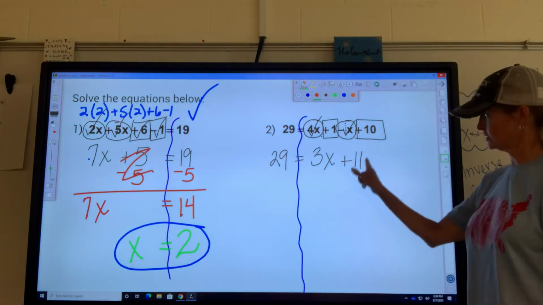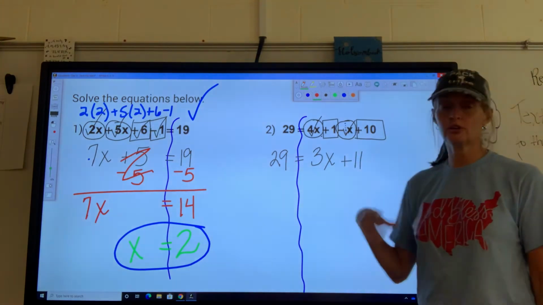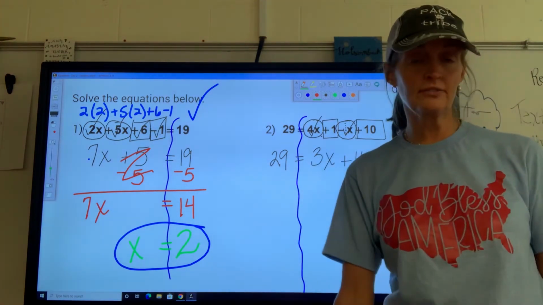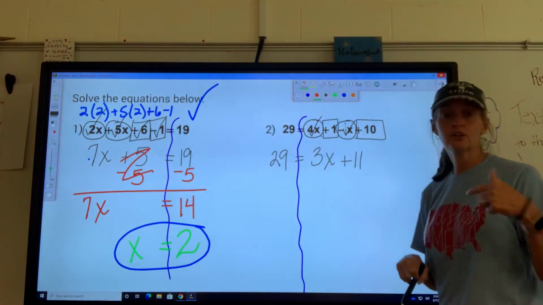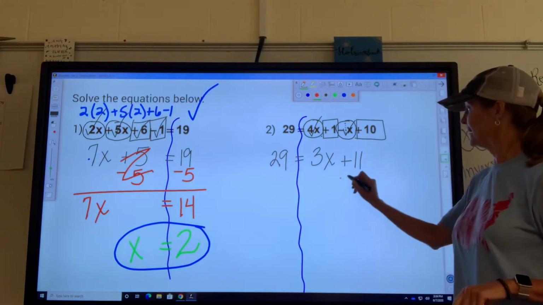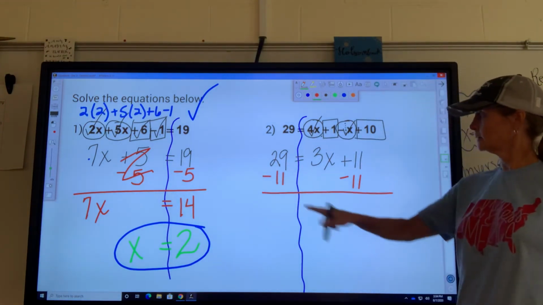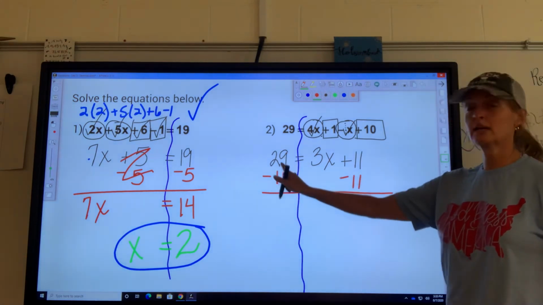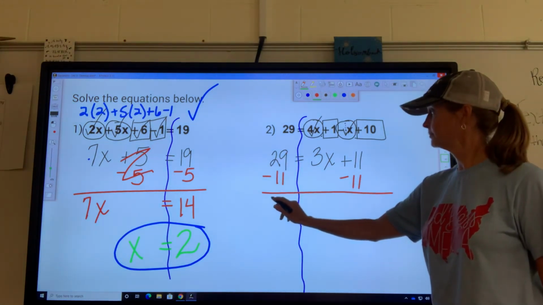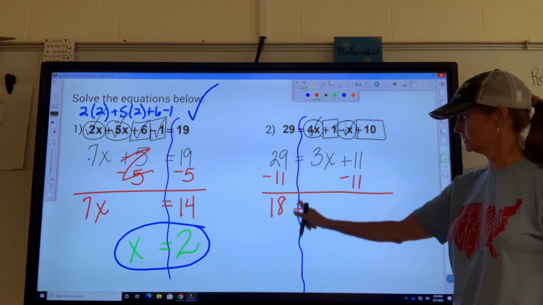All right, so x is on this side, so we want the times 3 and the plus 11 to go away. Which one are you going to take away first? Which one's easier to take away first? Plus 11. How are you going to take away the plus 11? Inverse operation. Minus 11. All right, I'm on this side. What's 29 minus 11? 18. Equals. Equal stays on there.